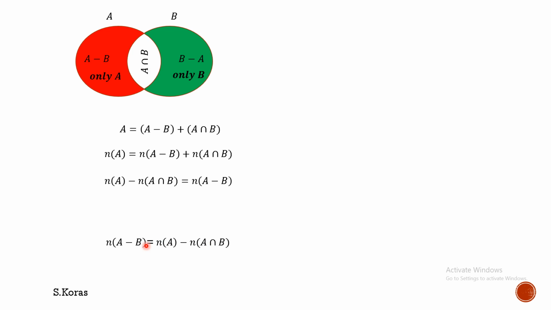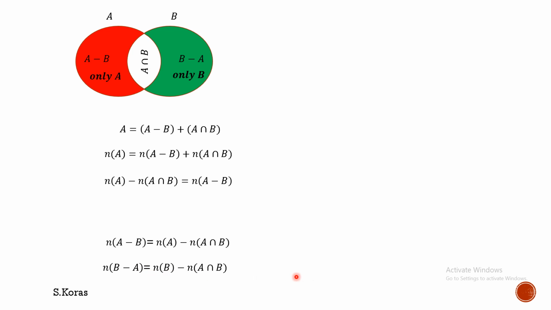So n of A difference B is nothing but n of A minus n of A intersection B. If you want to find n of B difference A, we can apply the same logic, that is n of B difference A is nothing but n of B minus what is common to this, that is B intersection A or A intersection B. So we have two formulas: n of A difference B is equal to n of A minus n of A intersection B, and n of B difference A is equal to n of B minus n of A intersection B.